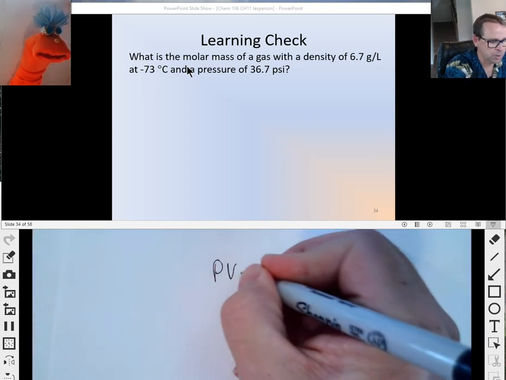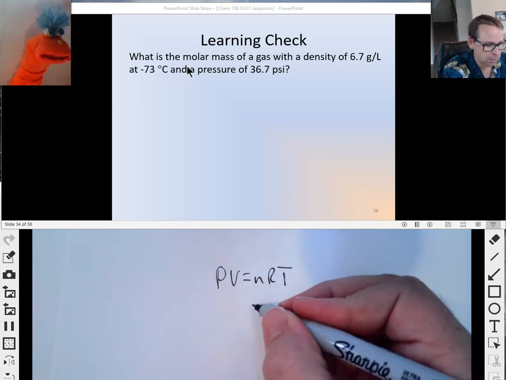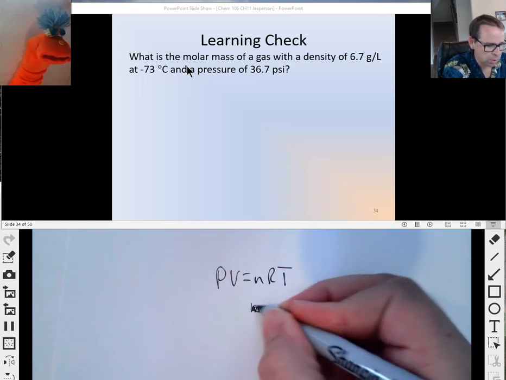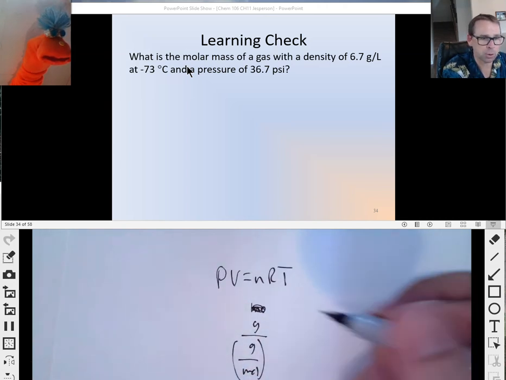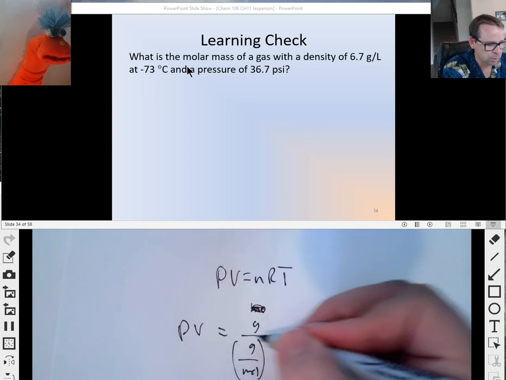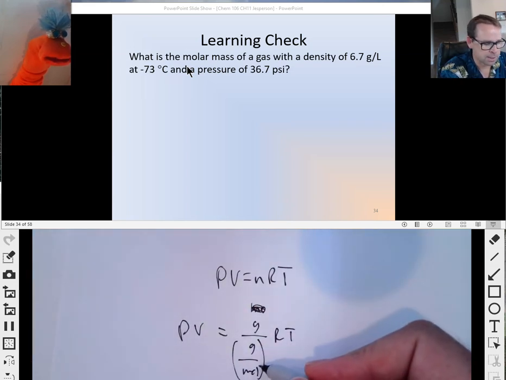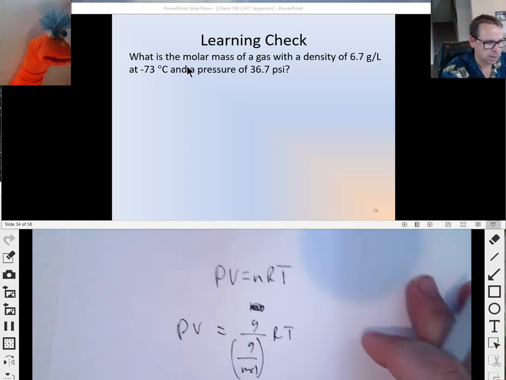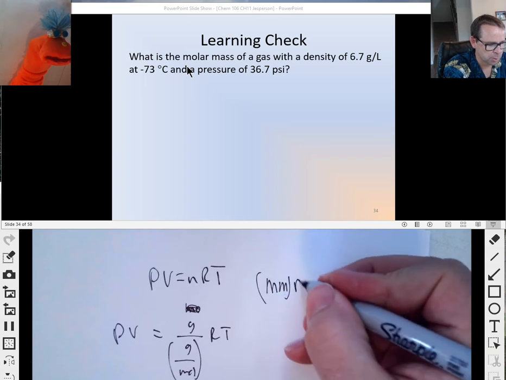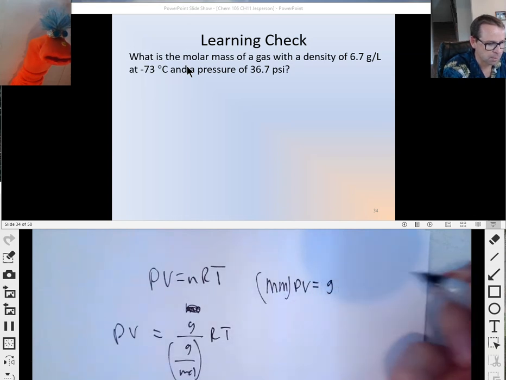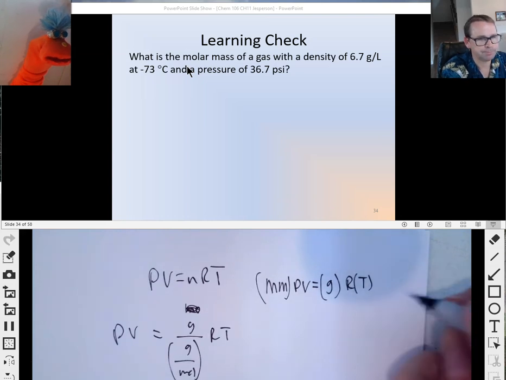Well, I know PV equals nRT, and I know that n, being moles, can be replaced with grams over grams per mole, and that grams per mole there is the molar mass. PV equals grams over grams per mole, RT. And I want to find the molar mass by itself. I can bring the molar mass up here. Now I'll write it as just molar mass times the pressure and the volume equals the grams of material times the gas constant times the temperature.